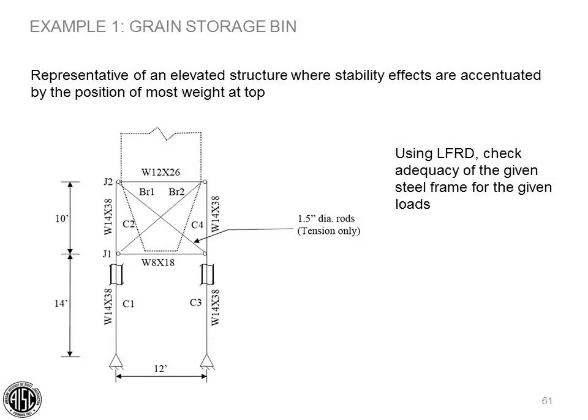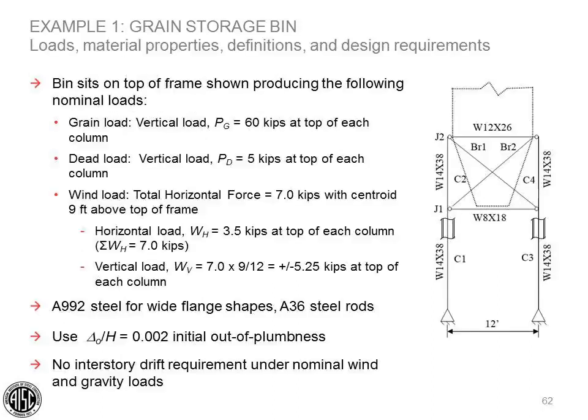We'll check the columns for strength using LRFD and the direct analysis method. The loads are shown here. The grain load is a vertical load PG equals 60 kips at the top of each column. Dead load PD is a vertical load of 5 kips at the top of each column. The wind load is a total of 7 kips with a centroid acting 9 feet above the top of the frame, resulting in a horizontal WH equals 3.5 kips at the top of each column, and a vertical force couple WV equals plus or minus 5¼ kips at the top of each column, acting either up or down.